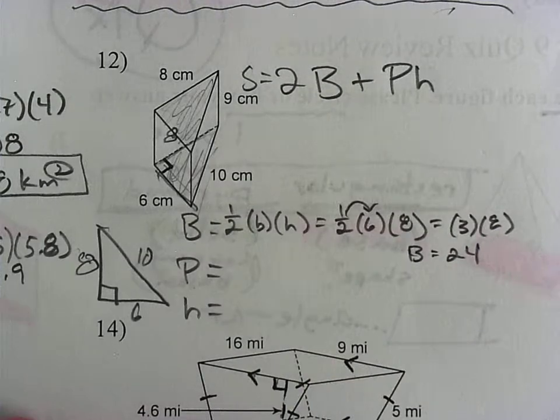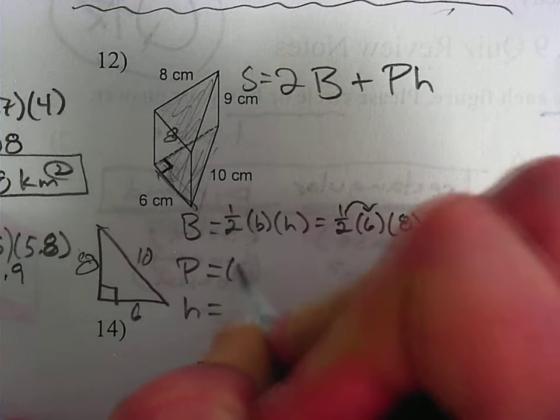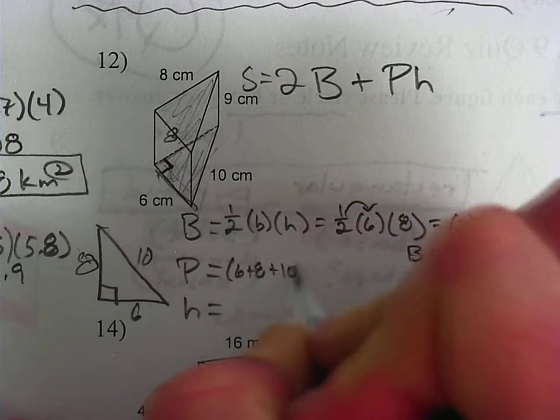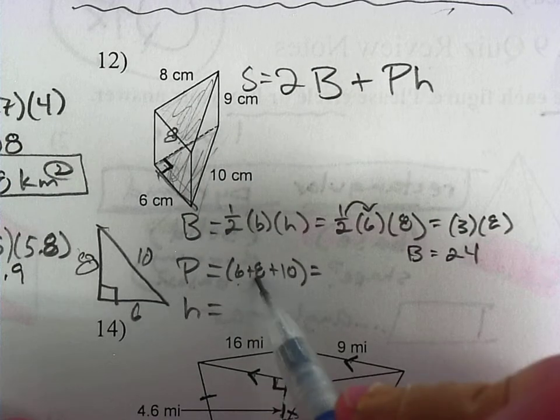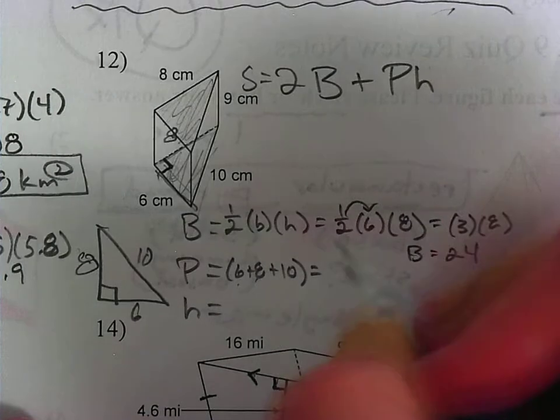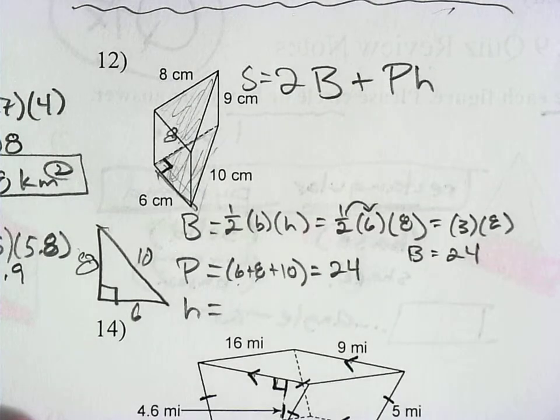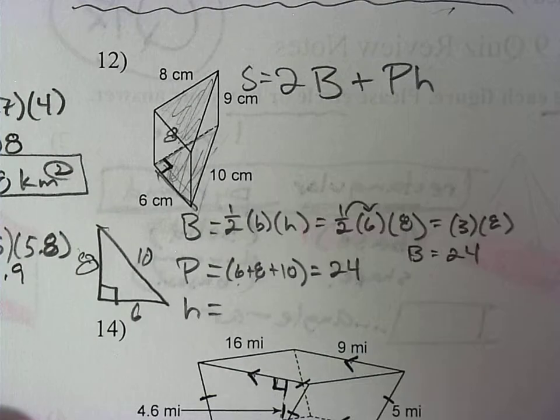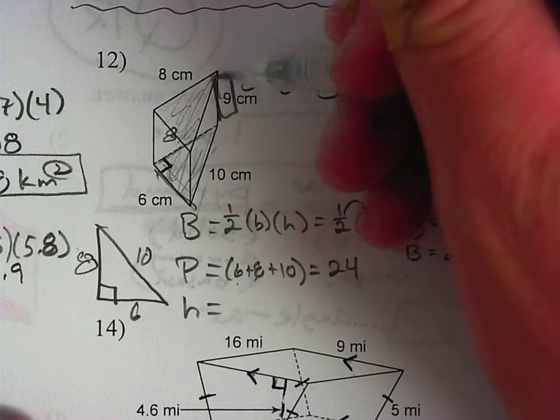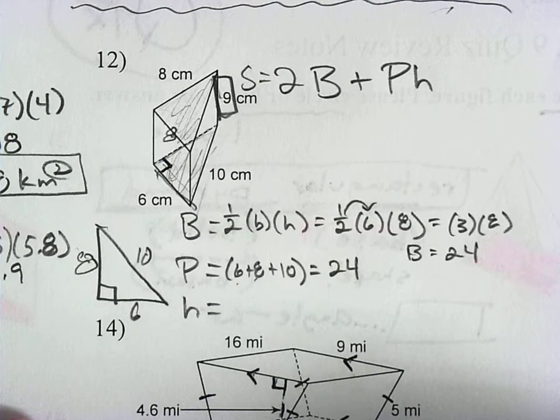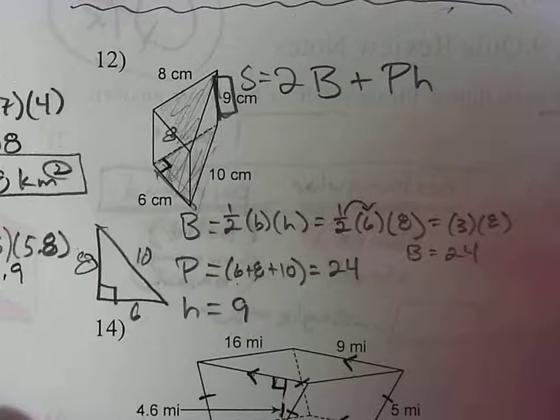Well, now to find the perimeter of this thing, I'm going to do 6 plus 8 plus 10. So 6 plus 8 is 14, plus 10 is 24. Great, we're moving right along. Then I'm going to find the height. Well, the height is over here. It's the distance between the bases, and it's 9.